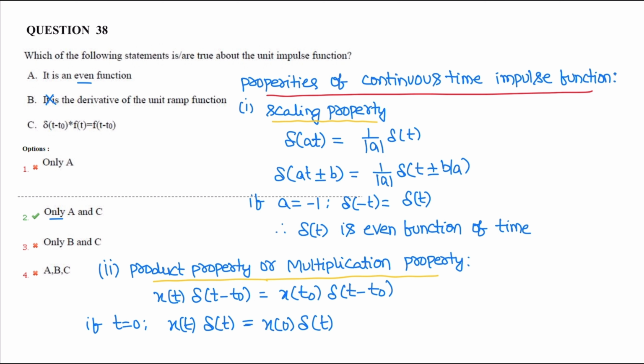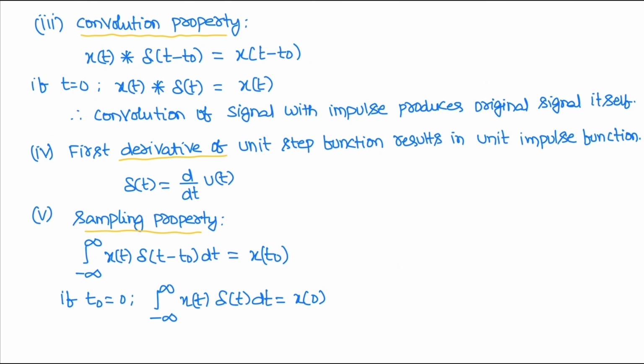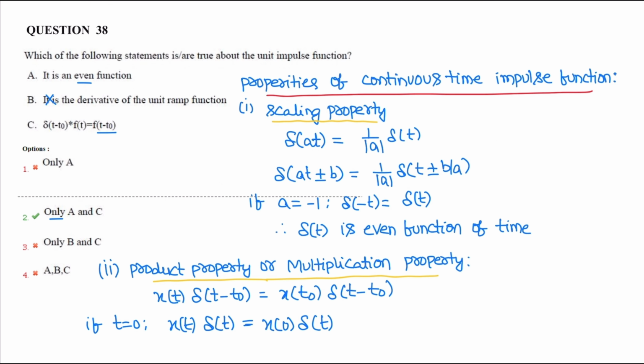Next, delta of t minus t naught convolved with f of t. The convolution of f of t with delta of t minus t naught is f of t minus t naught. See the convolution property: x of t convolved with delta of t minus t naught is x of t minus t naught. Here it is f of t minus t naught. Statement C is correct. Therefore the correct option is that only A and C are correct.